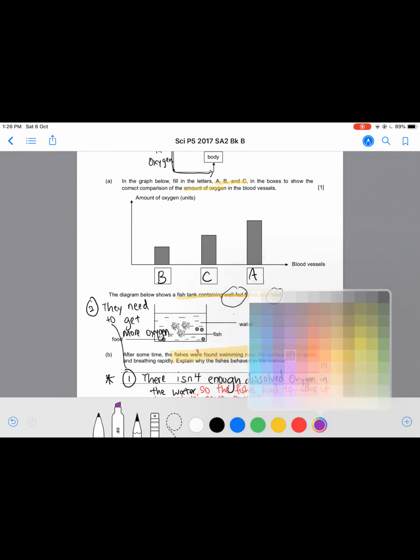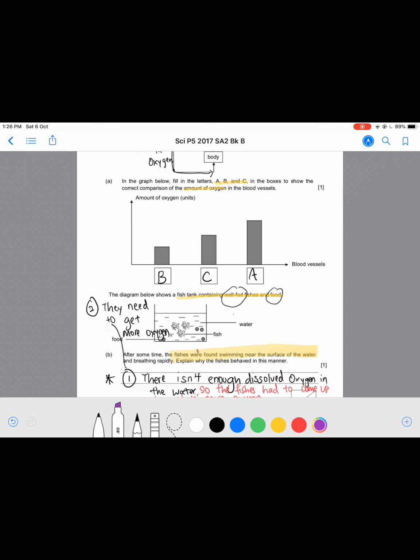Now I'm suggesting that some of the important keywords must be in. Dissolved oxygen is one. Alright, that's about it actually. So that's for the last question.